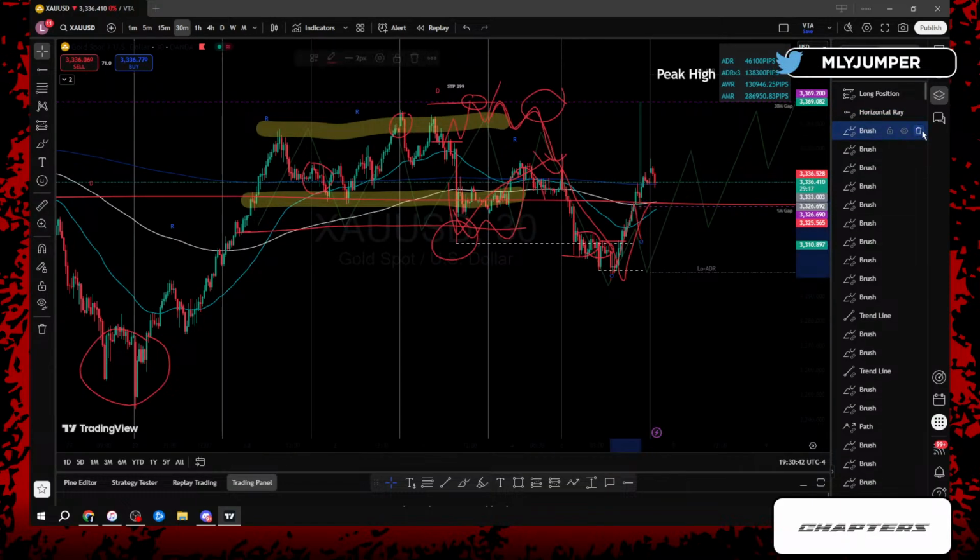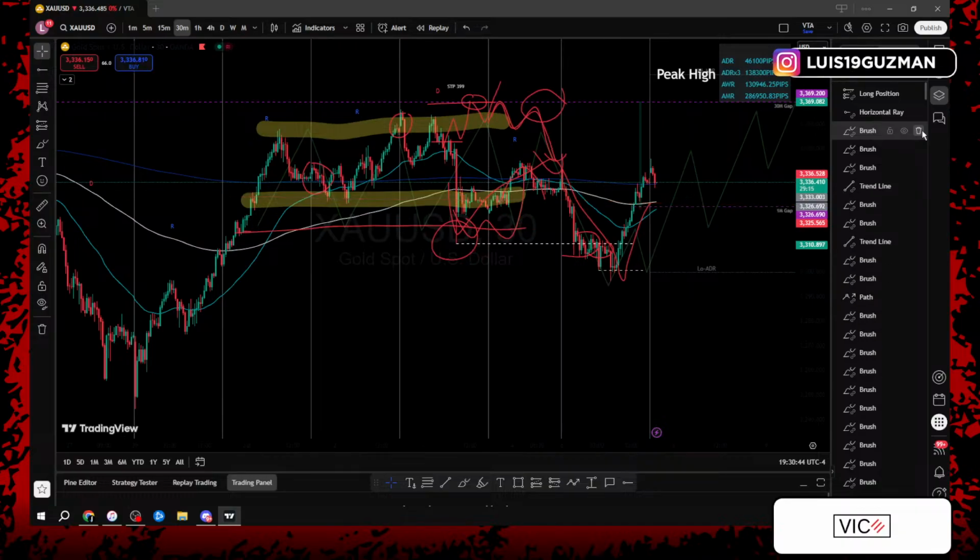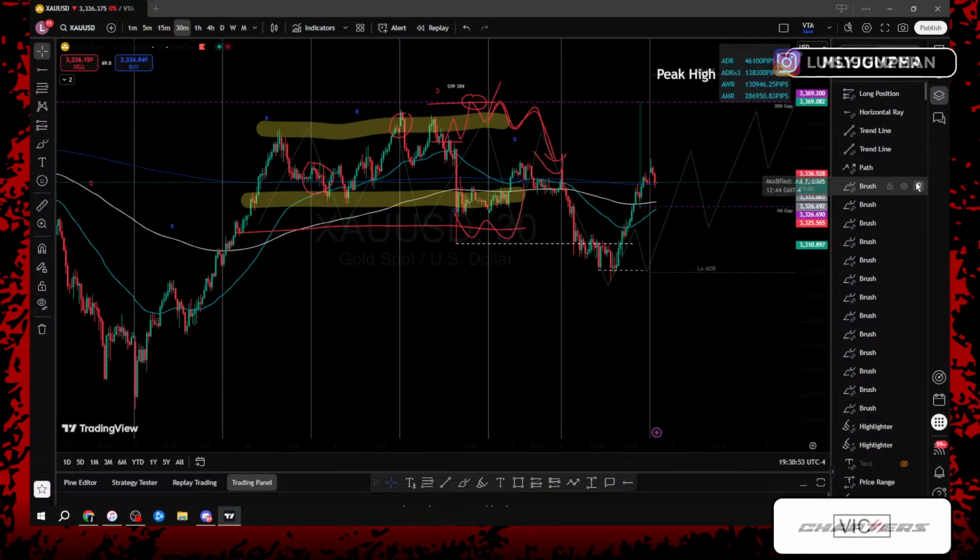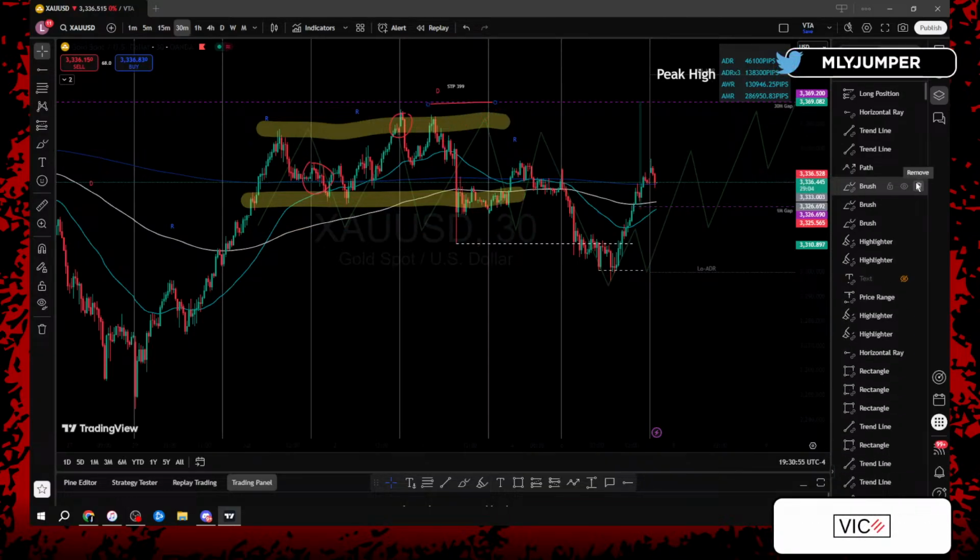I'm gonna go ahead and delete some of these drawings here. I don't need all of this on my screen. We'll break this down, right? So pretty much what I'm looking at: looking for a type 1 pattern. Extended type 1 pattern, I should say.